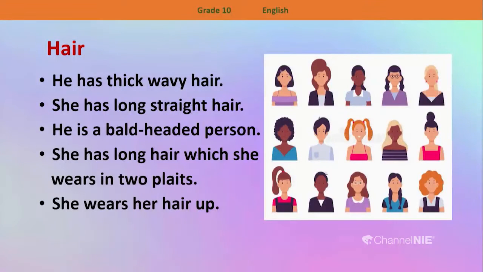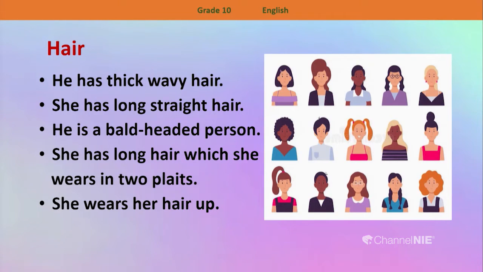Right, now let us take the hair. There are different types of hair, the colors, shapes and the patterns also. He has thick wavy hair. She has long straight hair. He is a bald-headed person. She has long hair which she wears in two plaits. She wears her hair up. Yes, thick wavy hair. So we are describing the hair by two adjectives, thick and wavy.